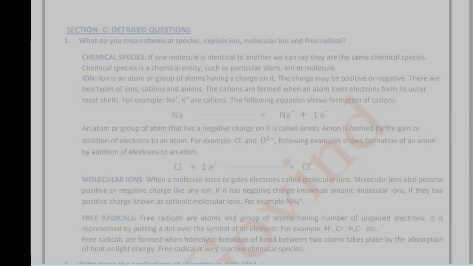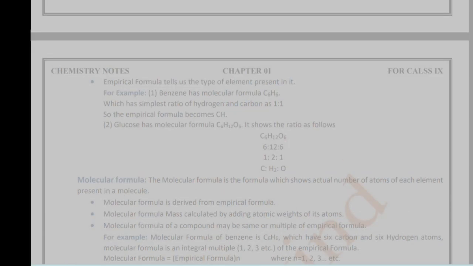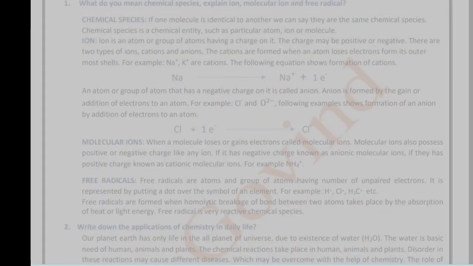Chemistry Notes Chapter 01 for Class 9. Section C, Detailed Questions. 1. What do you mean by chemical species? Explain ion, molecular ion, and free radical.